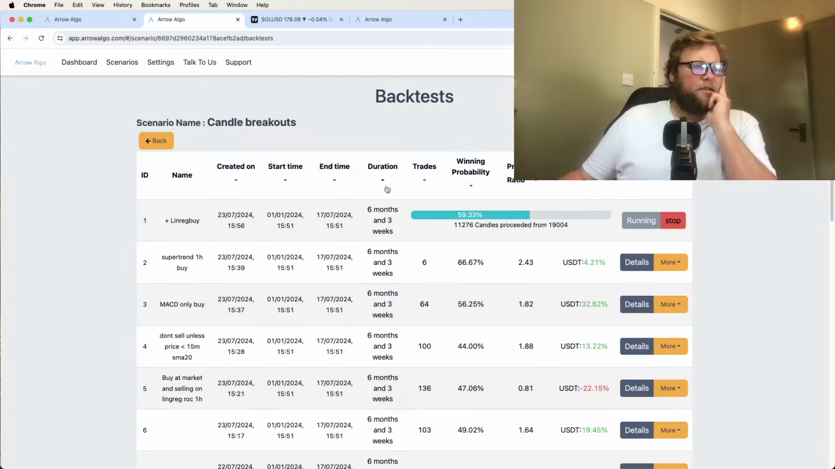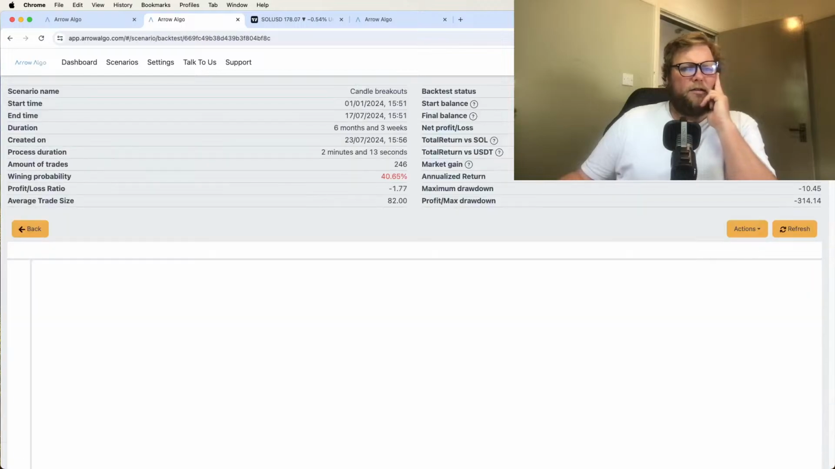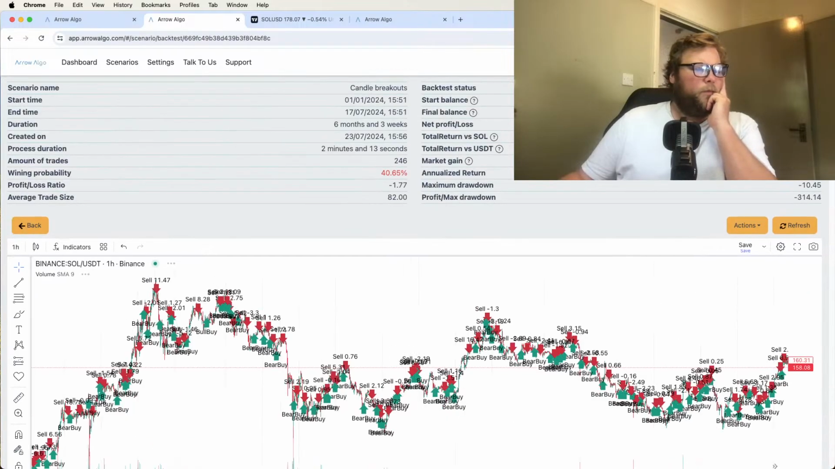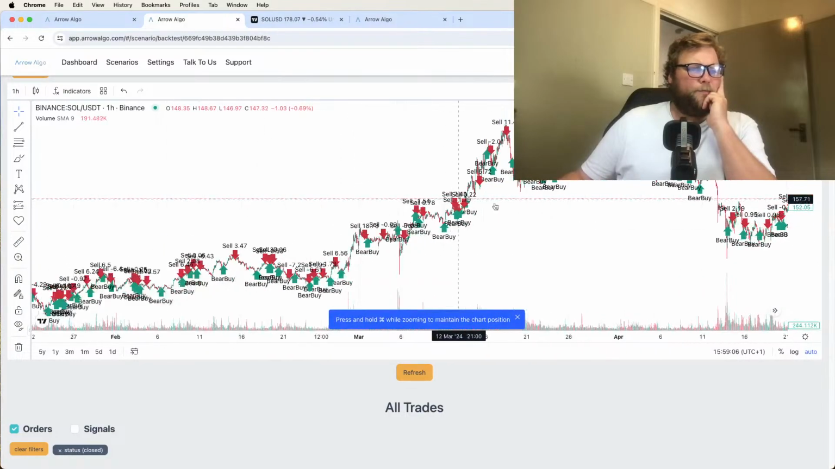The one thing I like about this is that you get a live update of how your test is progressing as well. Every minute this will update. And there we are, so now we're up to 246%. Our win rate has dropped down to 40%. Profit loss ratio is still not bad, and similar returns. So we've got a lot more noise in here now.